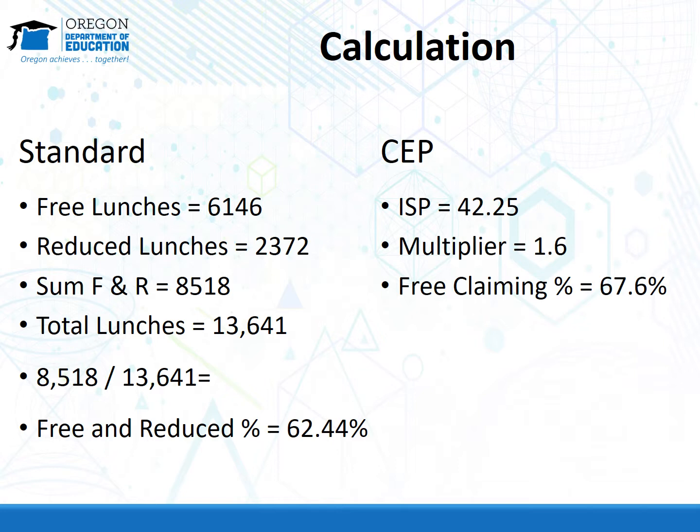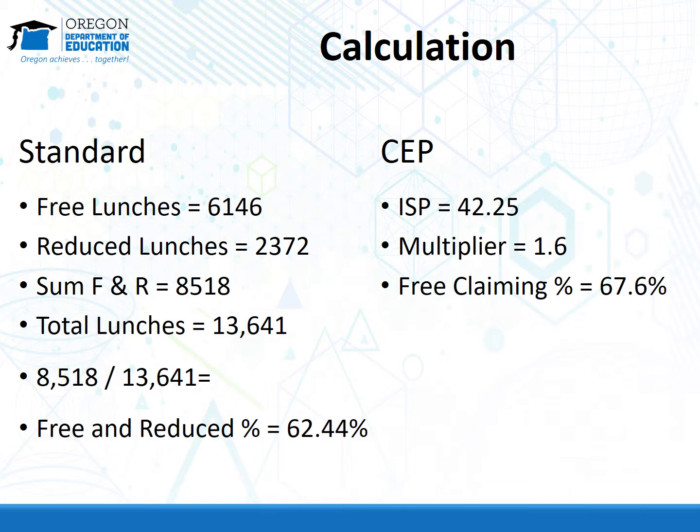This is the data for our school, for standard program use data from the previous school year. The school served a total of 6,146 free lunches and 2,372 reduced lunches. The sum of the free and reduced lunches was 8,518, and the total lunches served was 13,641. Divide the total free and reduced lunches by the total lunches.